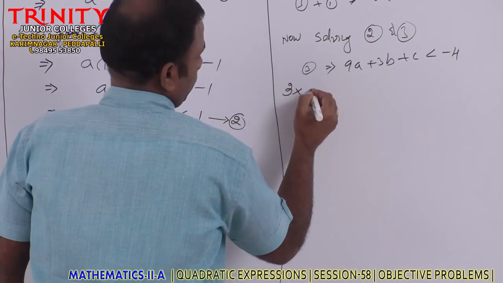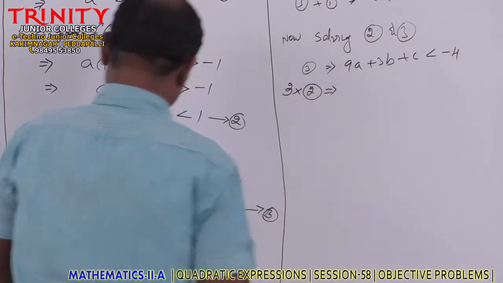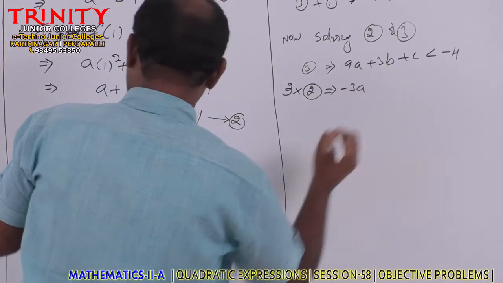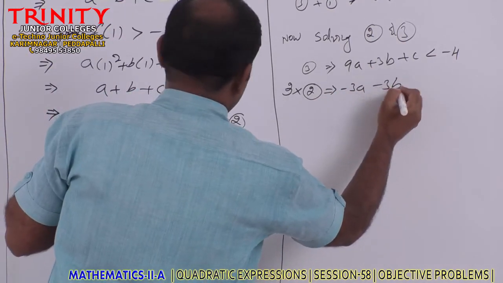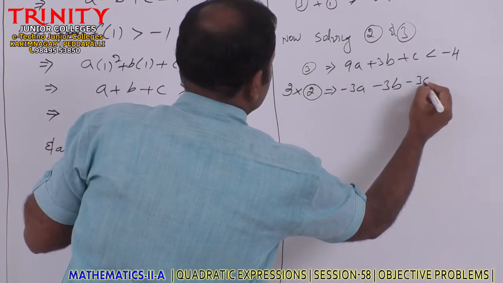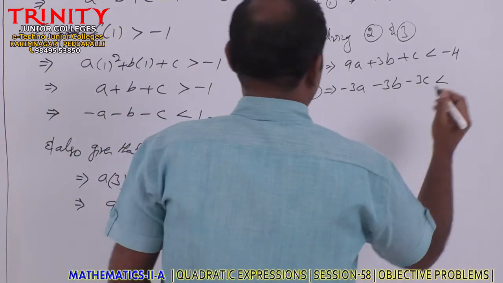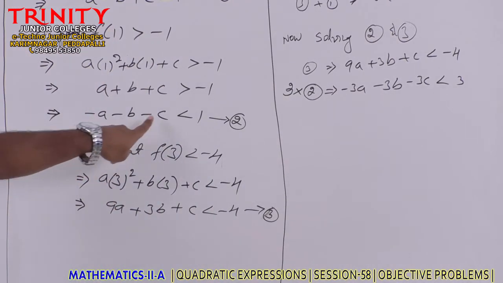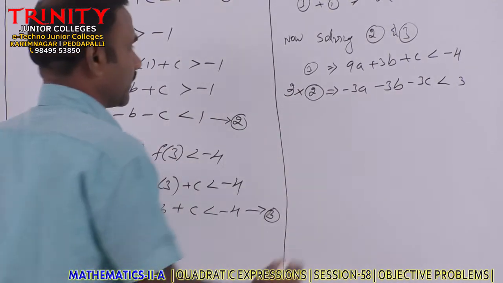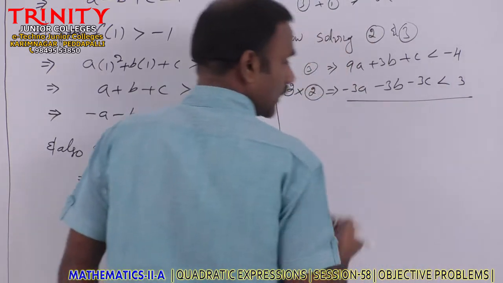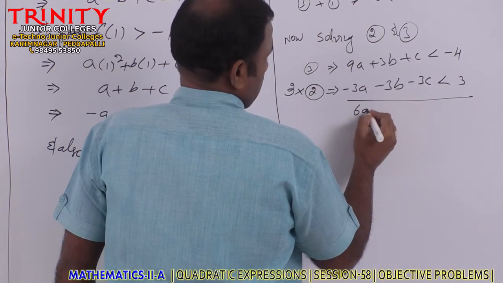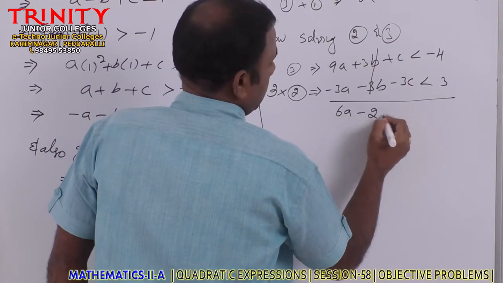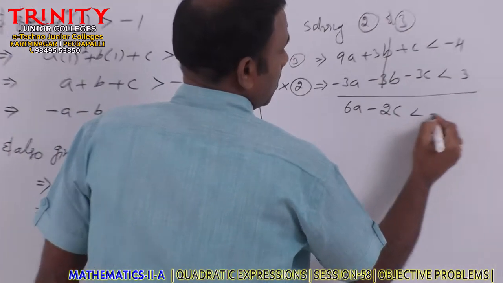Substituting 3 into the second equation: minus 3a minus 3b minus 3c is less than 3. Then 6a, the 3b terms cancel, and minus 2c is less than minus 1.